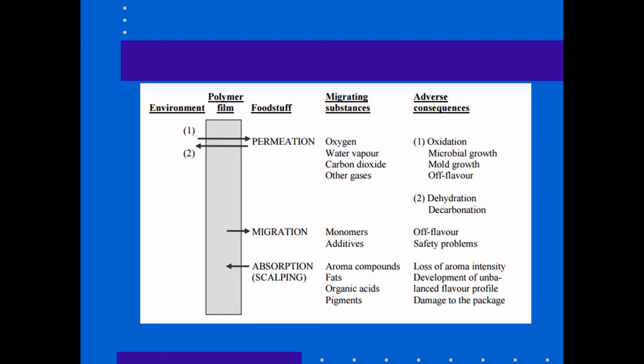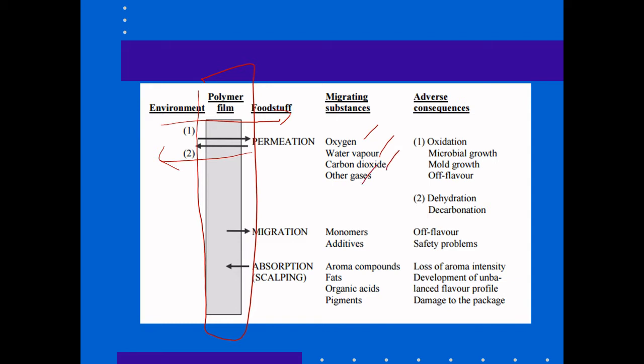Okay, so you can see this part here is the packaging, which is made of the polymer film, of course. Permeation can occur between the environment and the foodstuff. Okay, so it's either way, from the environment to the foodstuff or the foodstuff to the environment. So that is permeation. So what are the migrating substances through permeation are oxygen, water vapor, carbon dioxide, and also other gases.